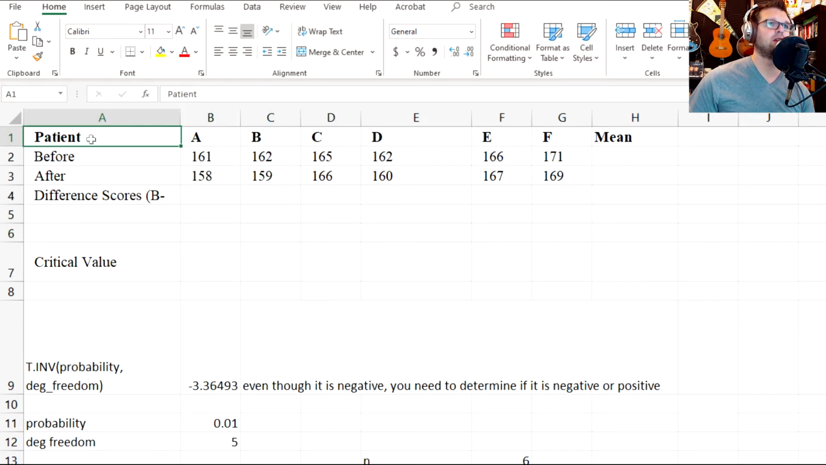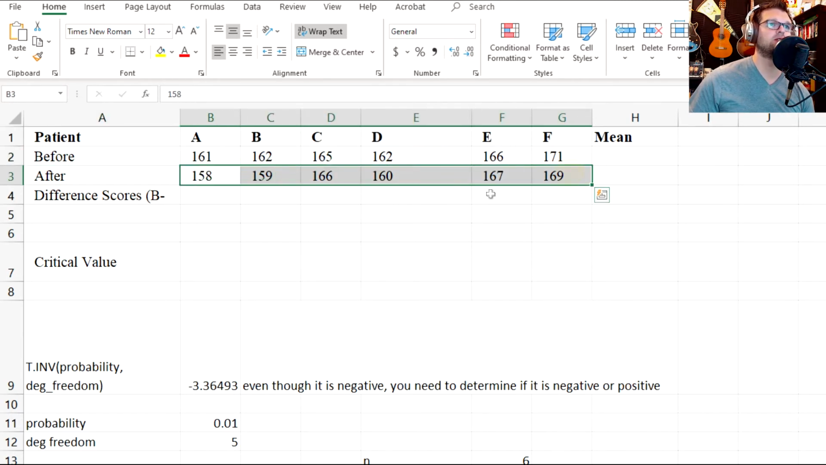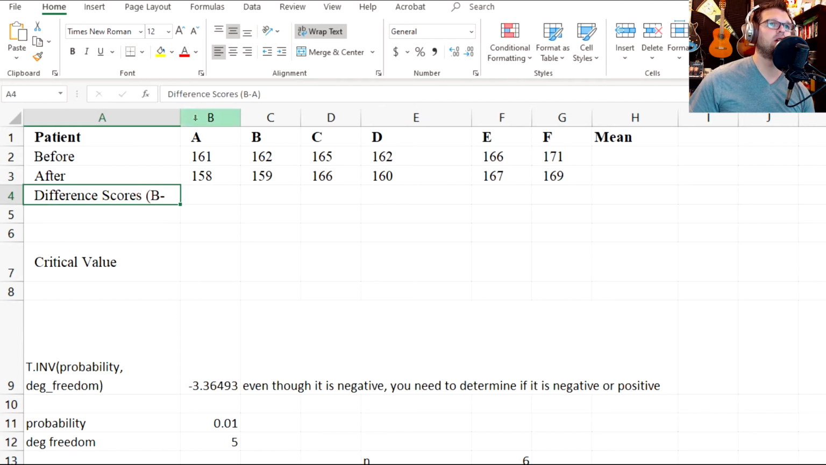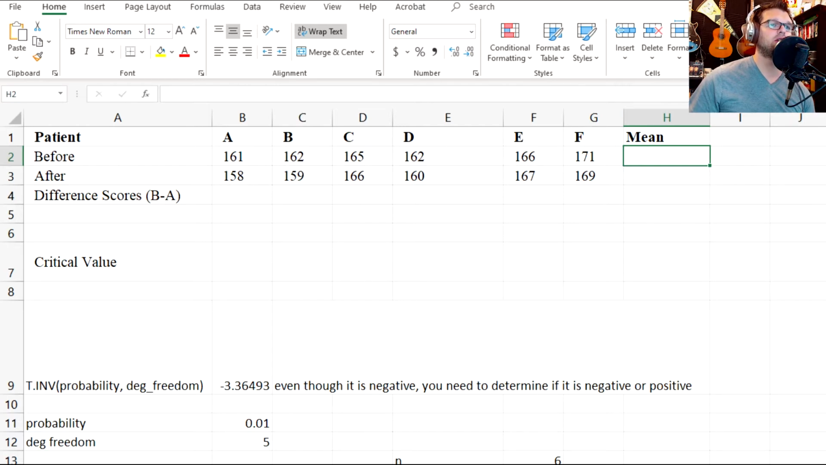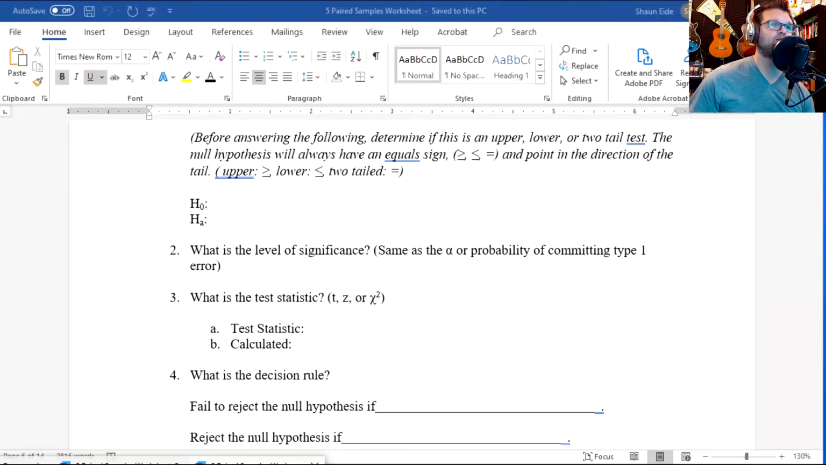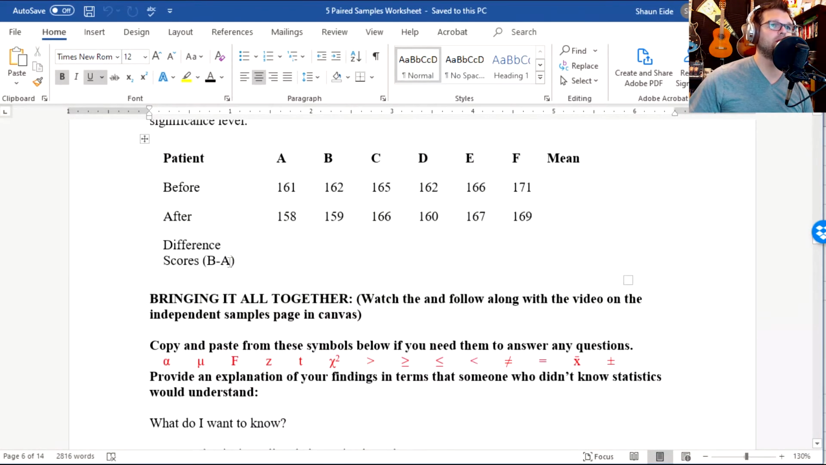And so I've got the patients A, B, C, D, E, F, so all 6 patients. We have their before and we have their after scores. And then right here, in just a minute, we're going to calculate their difference scores and their means, and so forth. But let's go back to the Word document and make sure that we know exactly what it is that we want to know.